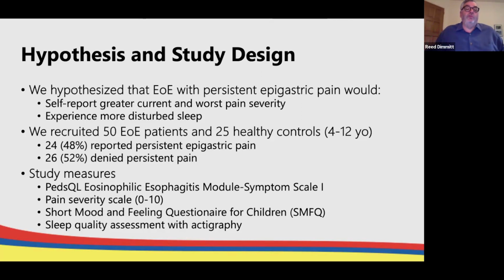And so we used certain study measures, and this is where I'm way out of my league, but there were quality of life measures. There is a series of scales that allow you to measure quality of life. There was a pediatric quality of life eosinophilic esophagitis module, and we looked at scores there. We did just plain old pain severity, whether it went from 0 to 10. And then there is a thing called SMFQ, which is the Short Mood and Feelings Questionnaire for children. And then we did sleep quality assessment with actigraphy.